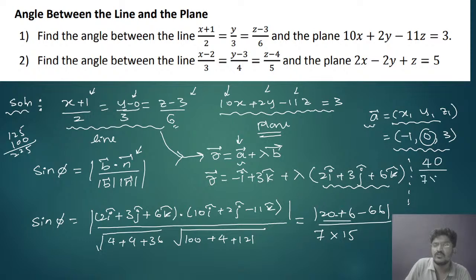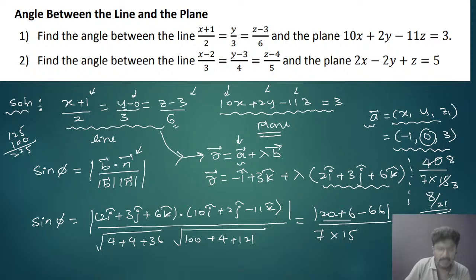7 into 15. If you simplify it, you can get the answer. 5 into 3, 5 into 8. So 8 by 21. 8 by 21 will be the answer. You can see that mod of minus 40 is plus 40. 8 by 21 will be the correct answer.